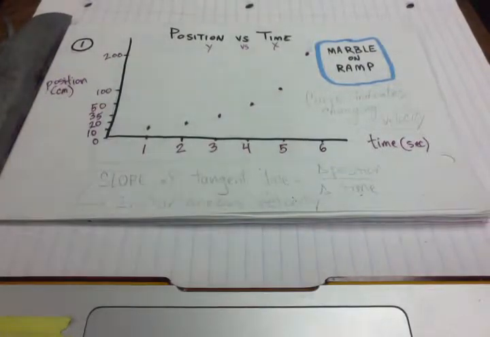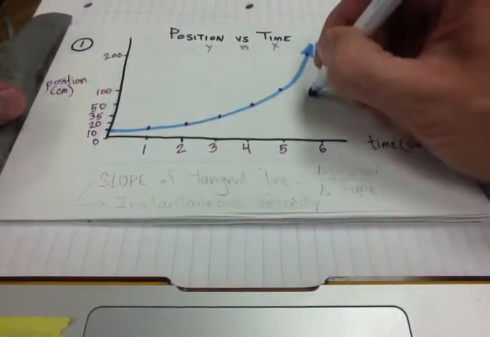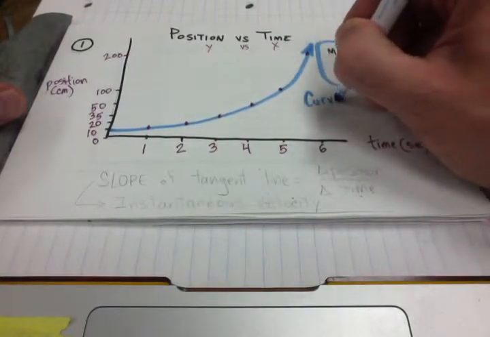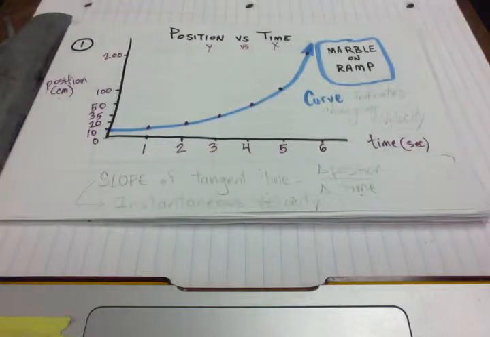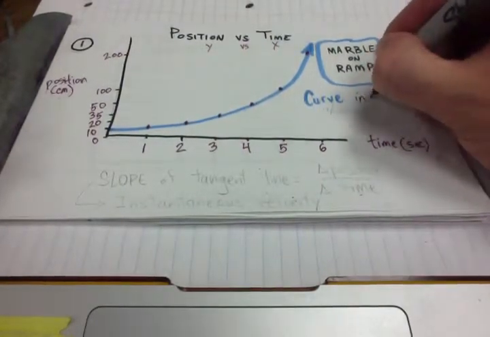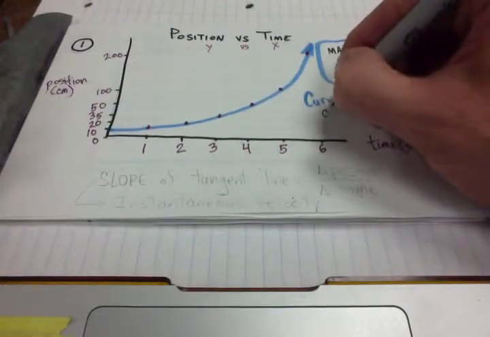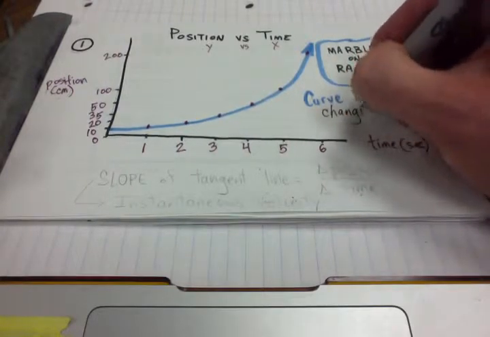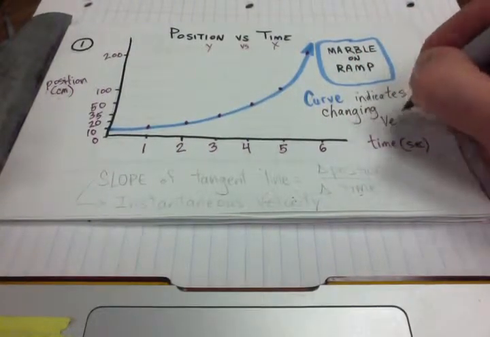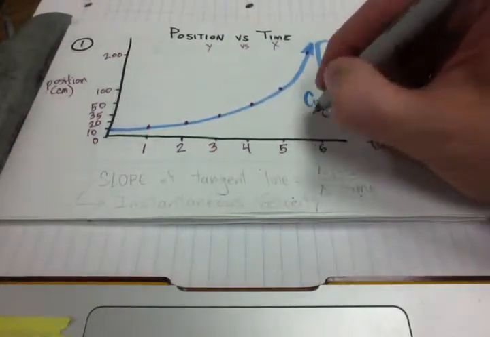So if we try to draw our best fit, it's not a line. This time we would draw a curve through there. And the thing I wanted you to remember from that, and from trying to get those marks down, is that this curve really does indicate that the velocity is increasing. Or maybe a more generic way to say that is a curve on a position time graph indicates that there is a changing velocity. So that's what this curve shows us.